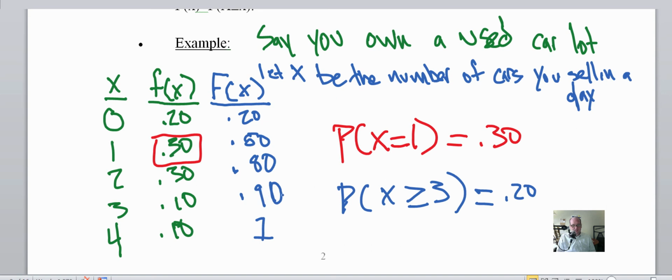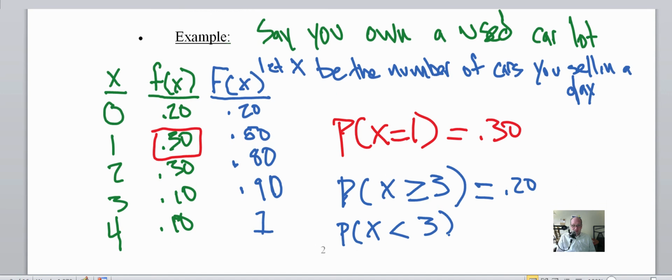In fact, we could have figured this out. What's the probability that x is greater than or equal to 3? Sorry, let's do this one. What's the opposite of that? Well, that's the same as the probability that x is less than 3.